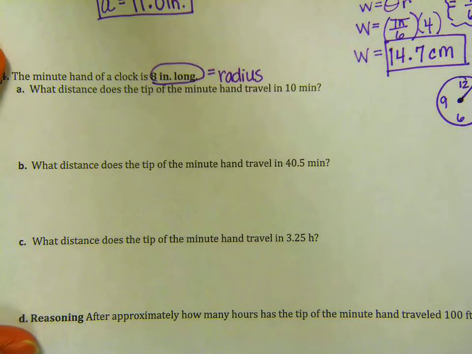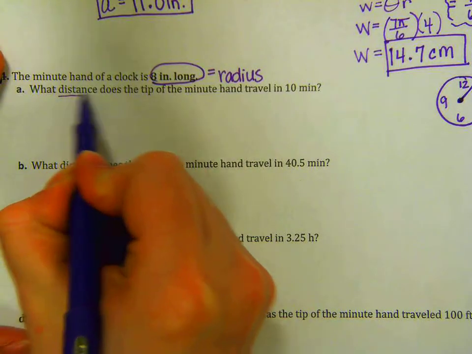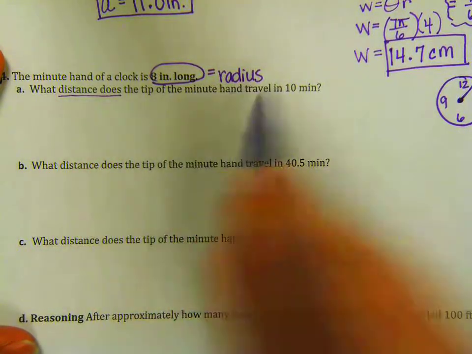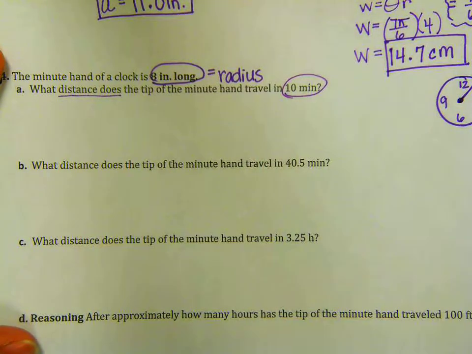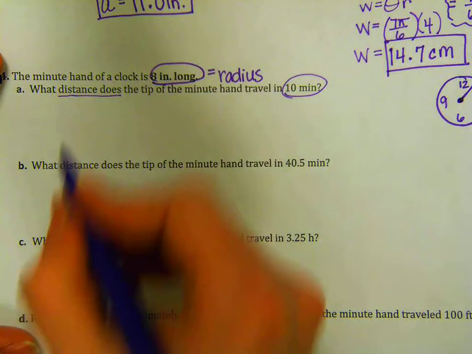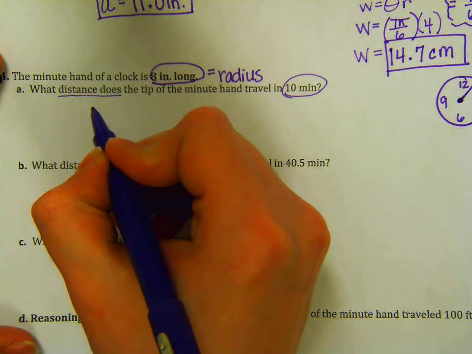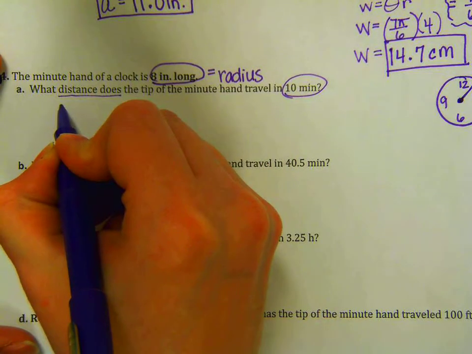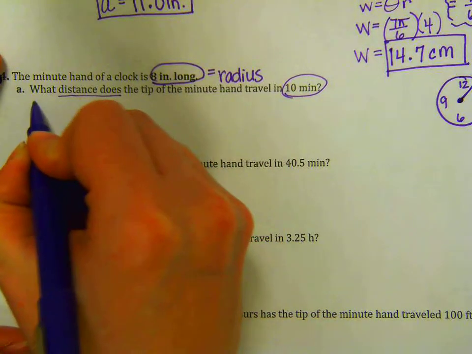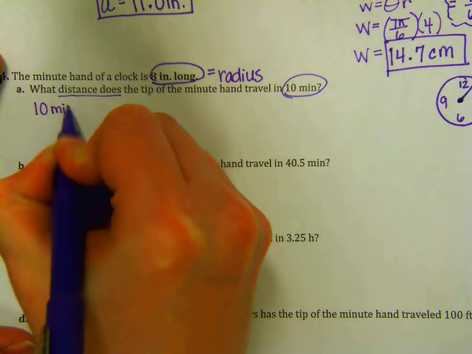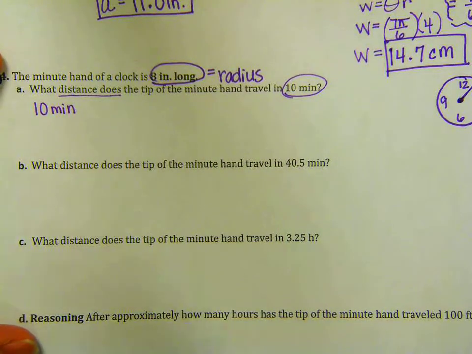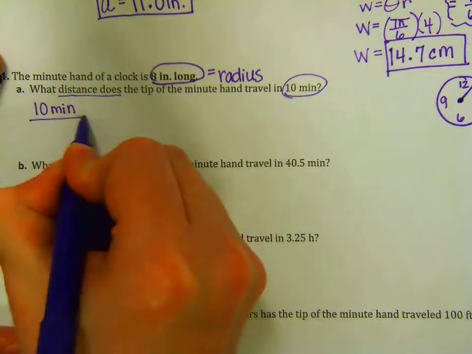And we are looking in part A, what distance does the tip of the minute hand travel in 10 minutes? Well, unfortunately, 10 minutes is not a degree or a radian measure, so we are going to have to figure that out first. So I'm going to set up a proportion that will help me along the way. So we have 10 minutes, and how many minutes are in an hour? Well, that's 60.